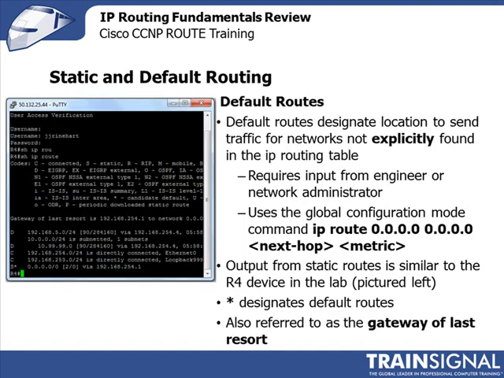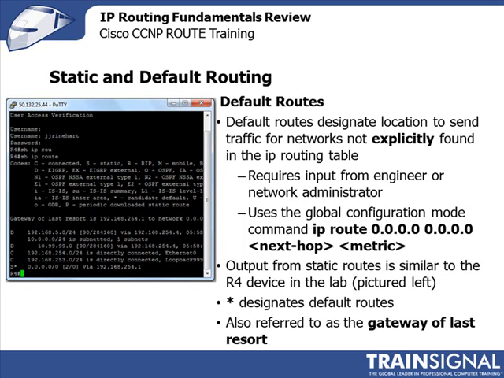Default routes can either be learned dynamically or they can be programmed in statically. And what a default route does is it essentially says if you can't figure out where else to send this based on the IP routing table, if it's not there, send it this way. And again, it requires input, and the syntax is very specific. ip route 0.0.0.0, and the mask is 0.0.0.0. That is the equivalent of any.